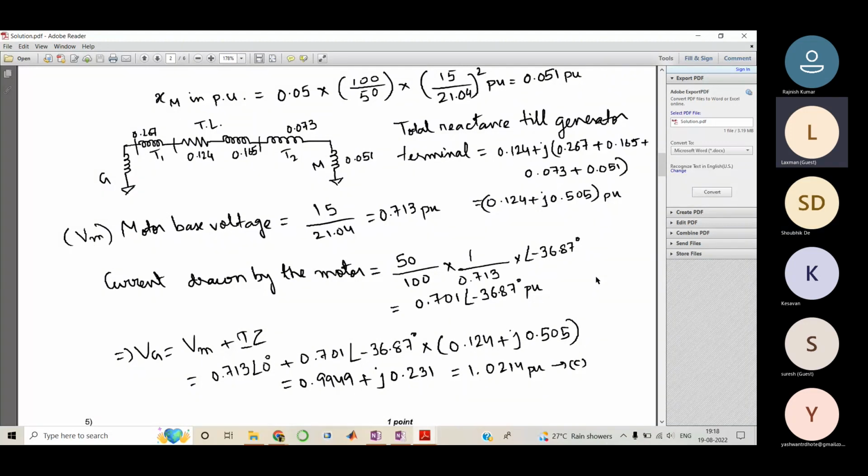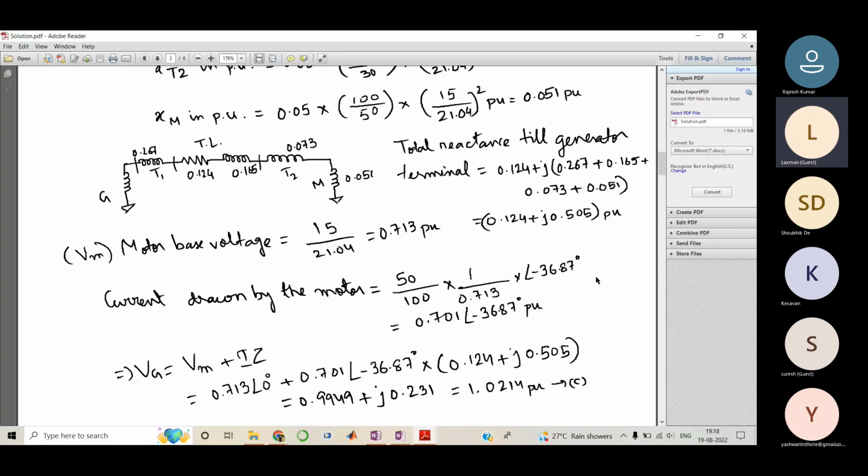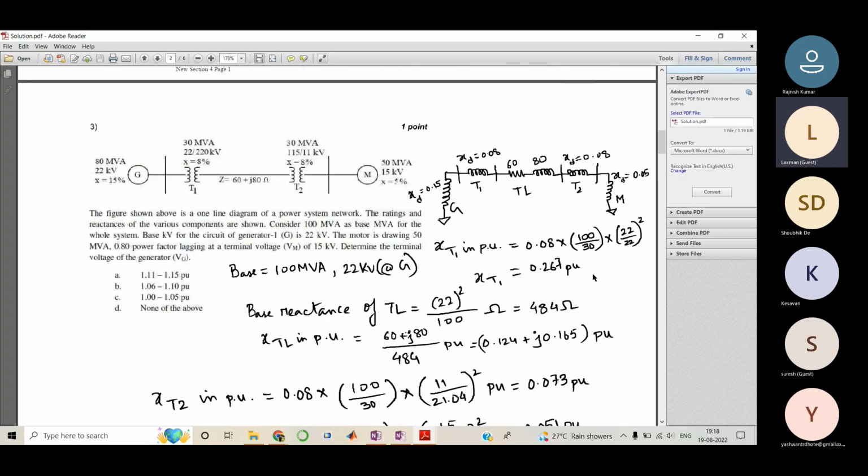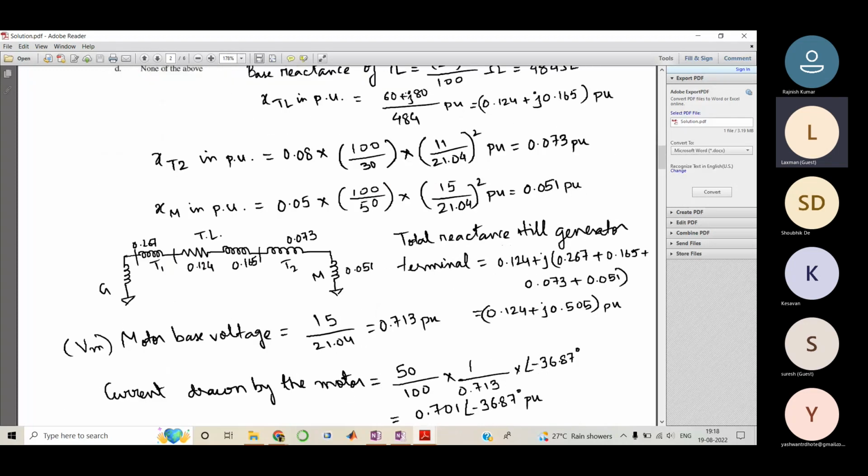I have a question here. This current drawn by the motor, that's 50 by 100 we have written. Can you go to the question? I just want to see the rating that is mentioned. It's 50 MVA, and your base is 100. Consider 100 MVA as the base. Okay, yeah, it's clear.